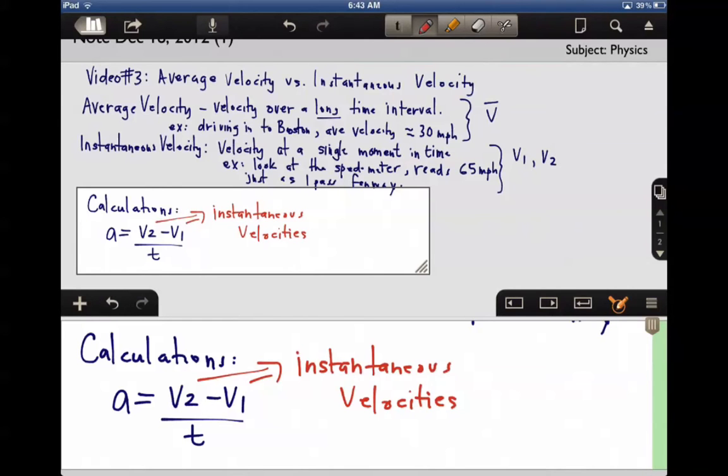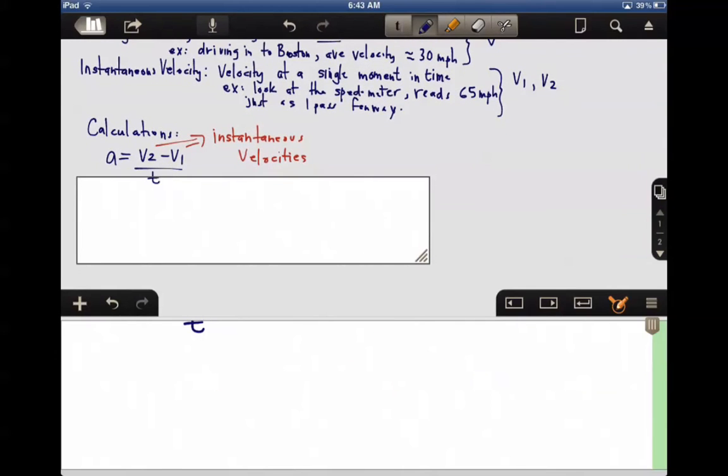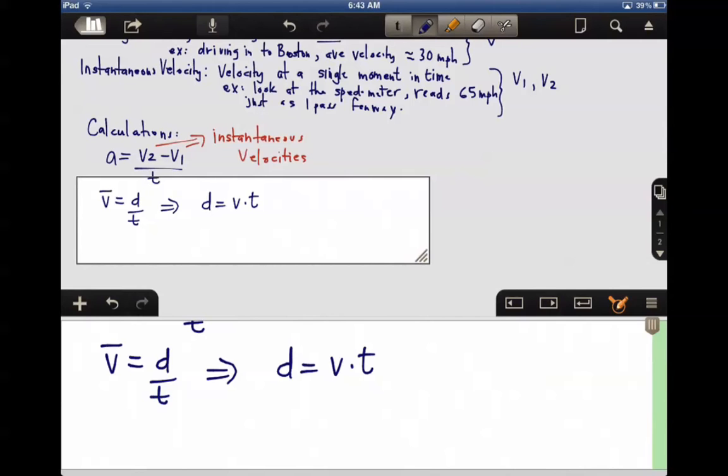Earlier this year, when we used the equation v equals d over t, which was often rewritten as d equals v times t, this actually should be v average. And we didn't distinguish because we didn't need to at that point. Now we do. So it's important to note that this is average velocity.